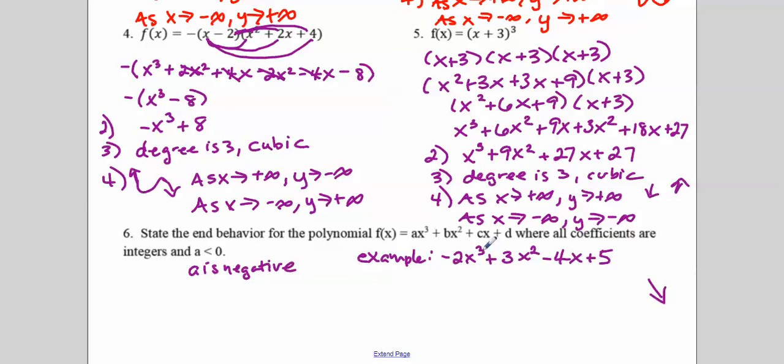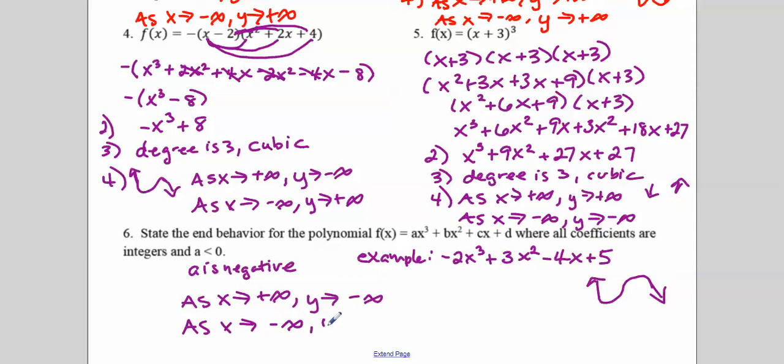And then you see that your degree is odd, and that tells you that the left side does not match the right side. So the left side of your polynomial is going to go up. Okay, and then you can fill in the middle, but this is generally what your polynomial is going to look like. So your end behavior is, as x goes to positive infinity, you can see the right side's going down, y goes to negative infinity. And then on the left side, as x goes to negative infinity, y goes to positive infinity.